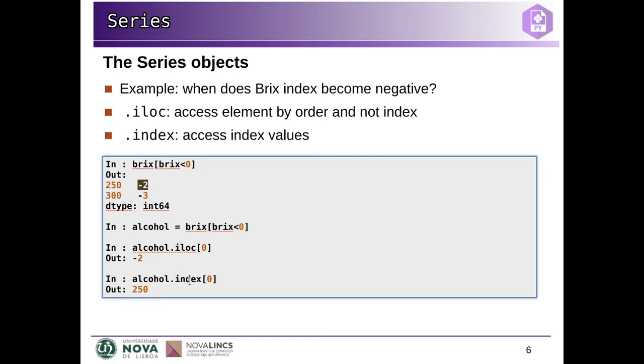And we can also ask for the index of the first value. For this, we go to alcohol and ask for index 0. And here we have the 250, which is the number of hours before we noticed that the bricks value was below 0. So this is just an example of how you can use series objects in a way that is analogous to dictionaries or to NumPy arrays. So it combines the two different functionalities.